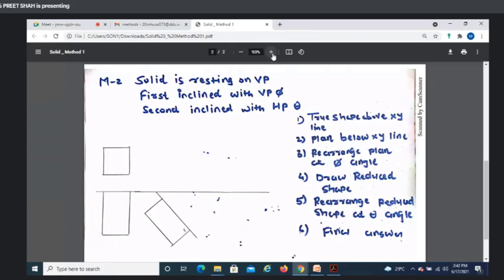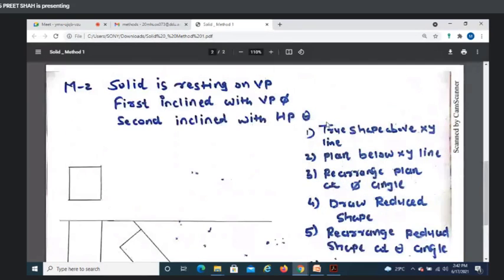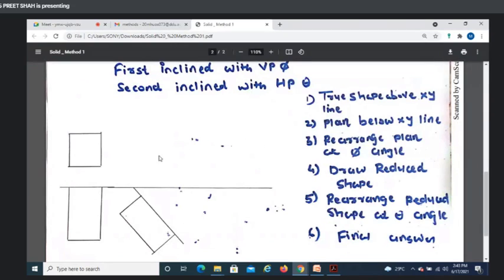Solid is resting on the vertical plane. First incline with the vertical plane at phi angle, second incline with the HP plane at theta angle. In the previous case it was resting on the HP plane. Now in method 2, the solid is resting on the vertical plane. So what is your step here? What is your first step? Where will you draw the true shape of the base? Above the XY line. Okay, very good. The true shape of the base you will draw above the XY line.